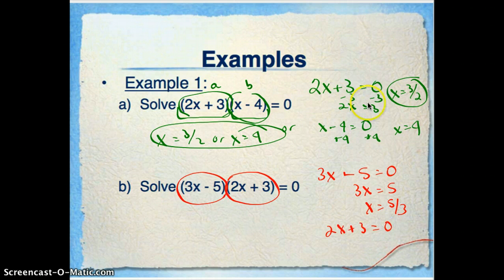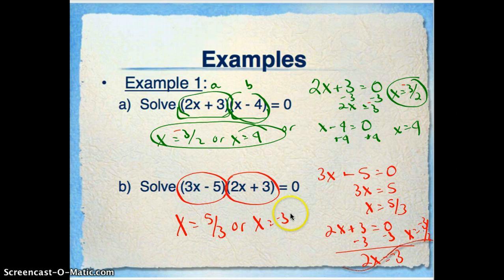Oh, I cannot believe that I put positive 3 halves for that. I hope you caught that. It was negative 3 halves. So subtracting 3 from both sides there, 2x equals negative 3, so x equals negative 3 halves. Okay, so I've got x equals 5/3, or x equals negative 3 halves. Again, you would want to write them both.